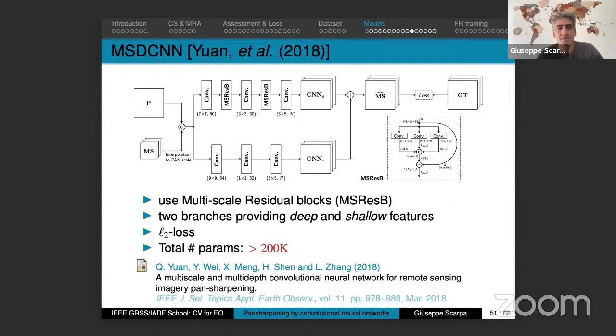A little more creative architecture is proposed in this work, which leverages a multi-scale and multi-depth concept. There are two branches. One PNN-like branch provides, let's say, shallow features. The other branch, composed of ad hoc blocks called multi-scale residual blocks, provides deep or multi-scale features. Overall, however, the net is relatively light and makes use of an L2 norm like PNN or DRPNN that use the same norm.